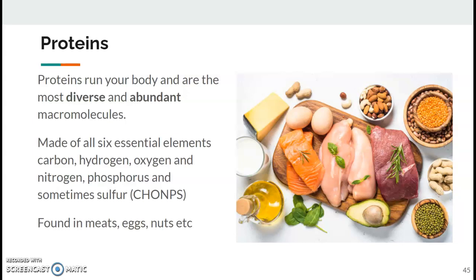So back in that previous PowerPoint, we talked about the elements that are necessary for life. Protein has all of them, right? Carbon, hydrogen, oxygen, nitrogen, phosphorus, and sulfur. And great sources of proteins are meat, eggs, and nuts.